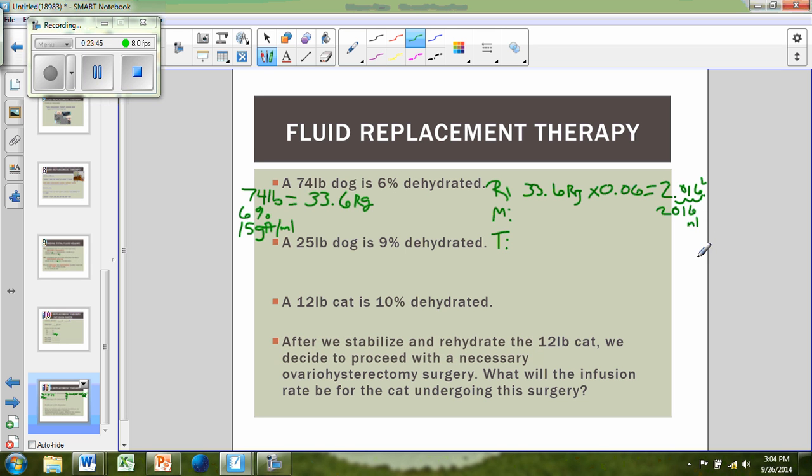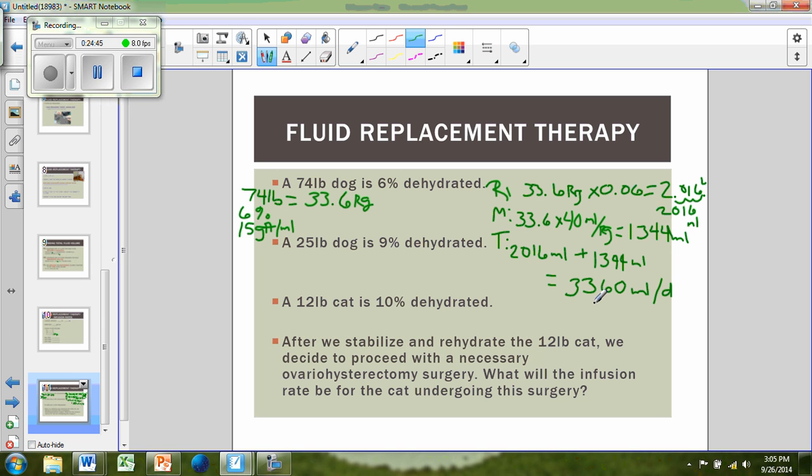So this gives us 2,016 mLs for R. Now for M, we take our weight in kilograms times 40 mLs per kilogram. When we take 33.6 times 40, that gives us 1,344 mLs. Now to get our total, we take the amount of fluids from replaced plus the amount of fluids from maintenance and add them together. And this gives us a total of 3,360 mLs per day, or per 24 hours.